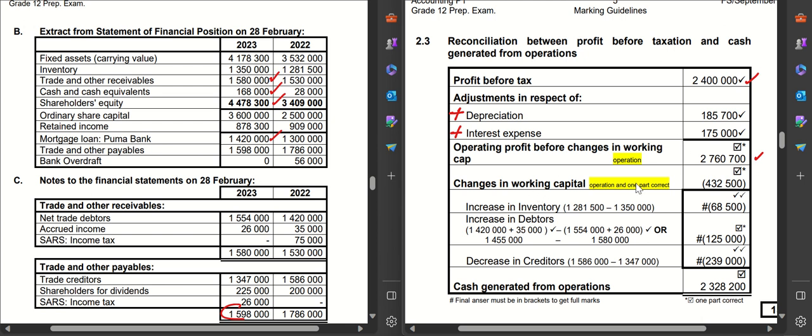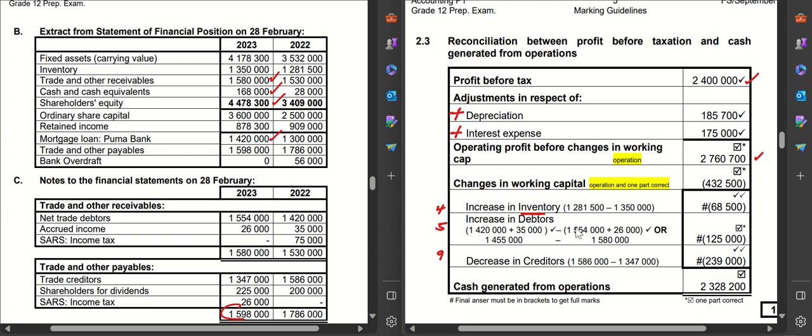Then when you come to changes in working capital, your changes in working capital involves 3 things. The first one, it is your inventory. We're talking note number 4. Then your debtors, we're talking note number 5. And then your creditors, that is trade and other payables, we're talking note number 9. Okay, but then when you come to your debtors and your creditors, I'm going to show you what the examiner would normally trick you with.